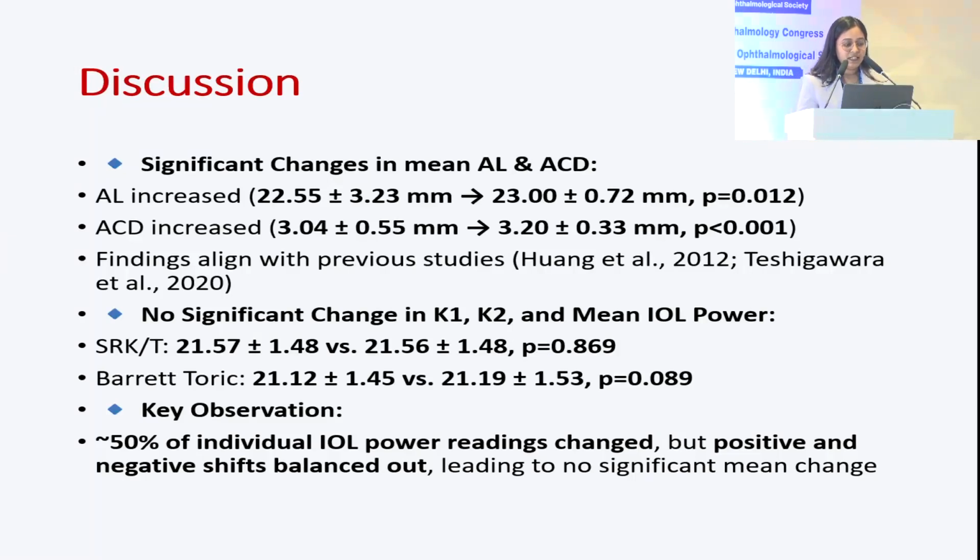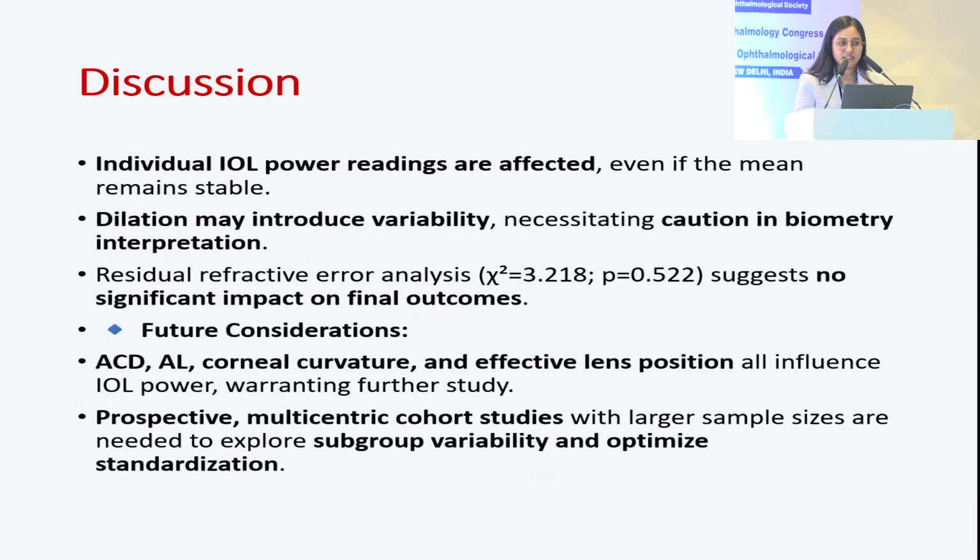Our findings that AL and ACD were significantly changed aligned with the previous studies by Huang et al. and Teshigawara et al. But there was no significant change in K1, K2 or mean IOL power using the SRK/T or Barrett formula. However, 50% readings got changed, as I already mentioned. So individual IOL power readings are being affected even though we are not seeing any change in the mean values. Dilatation may introduce variability necessitating caution in biometry interpretation. Residual refractive error analysis suggests no significant impact on final outcomes.